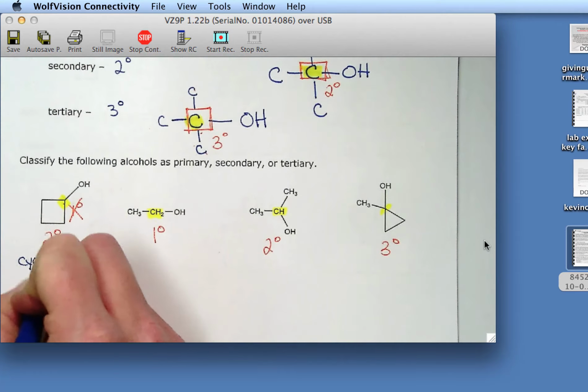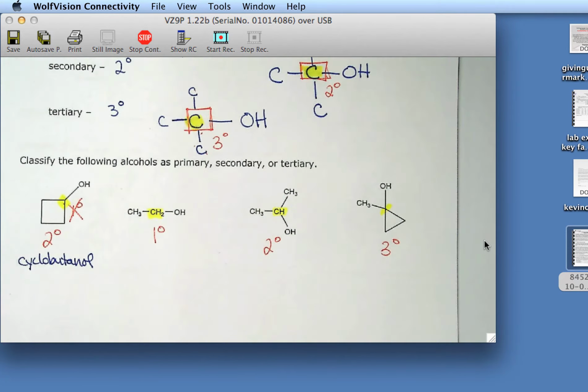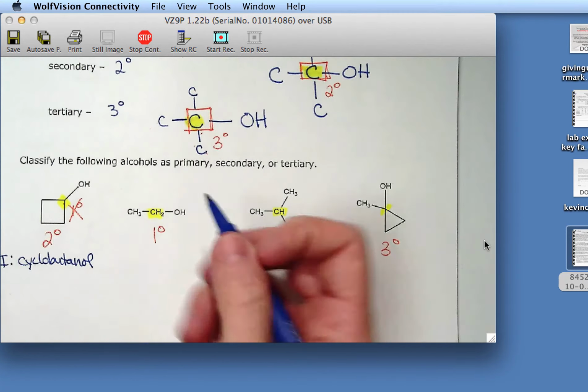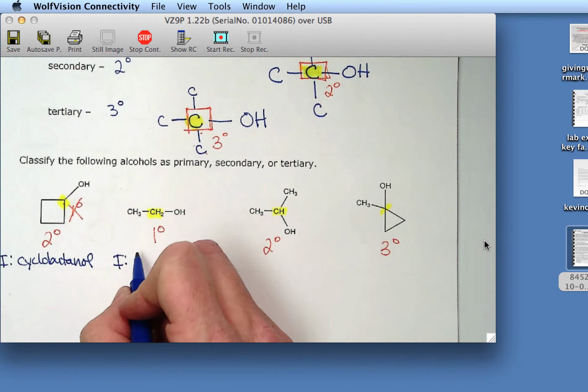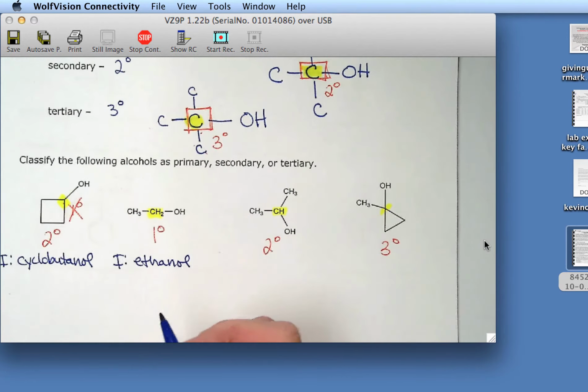Cyclobutanol. That's the IUPAC name. We won't have a common name for that one. IUPAC for this one would be ethanol. Putting a number on that one, you don't have to, because there are only 2 carbons. The OH is always going to be set as the first carbon.